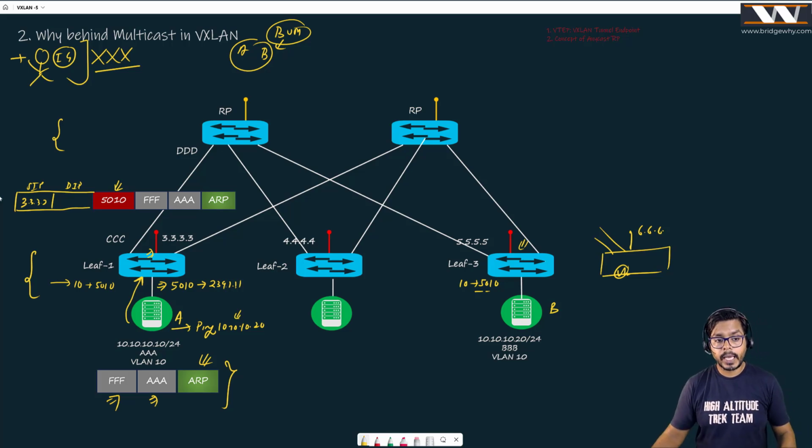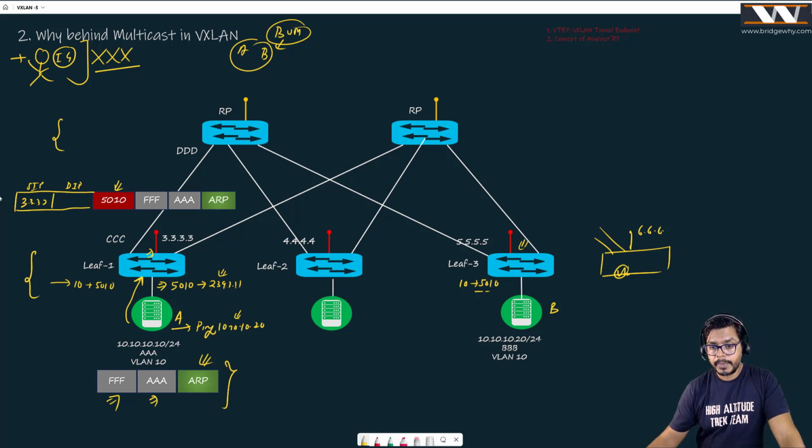You are saying 5010, which is VLAN 10 eventually, is actually listening on an IP address which is 239.1.1.1. What is the meaning of listening? This is the multicast group. Leaf 2 doesn't have 5010, so it is not going to hear it, right?